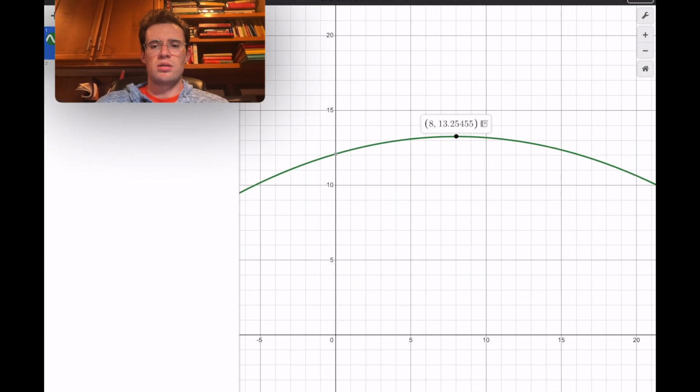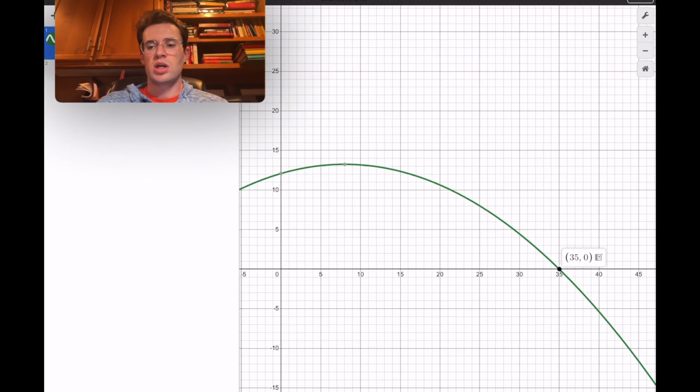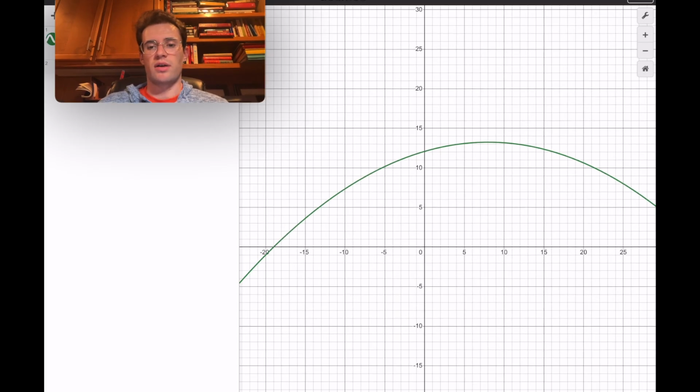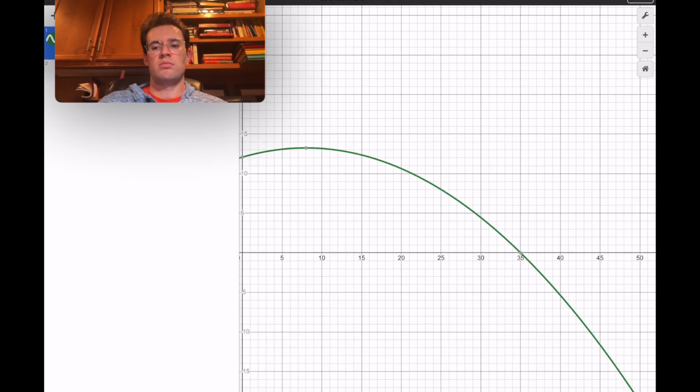We can see, right, our vertex is there. We don't care about the vertex though. We care about when does it reach 0 for its depth. That's at 35 seconds. The other one over here, negative 19 seconds, where you're not going backwards in time. So it's going to be 35.